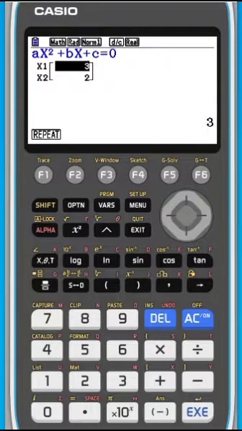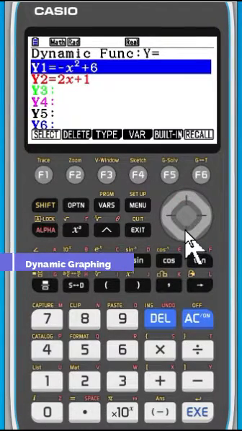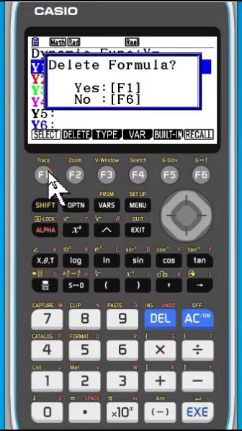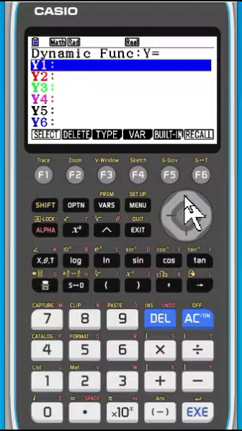Okay, so let's move forward. Let's push menu again, and let's see dynamic graph now. So dynamic graph is another extension to your graphing feature of CG50. Let me delete these two functions that we have plotted earlier. Dynamic graphing is very useful when you would like to learn or teach translation, transformation, or how a function behaves when some coefficients are changing.